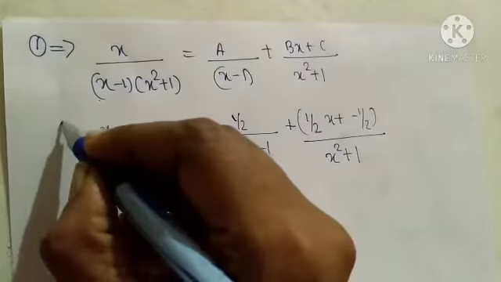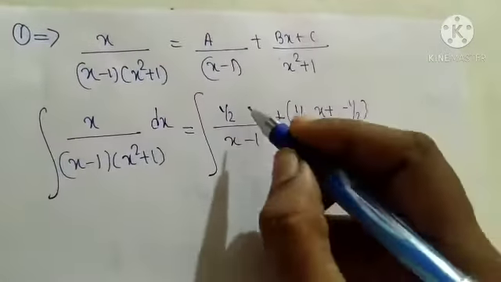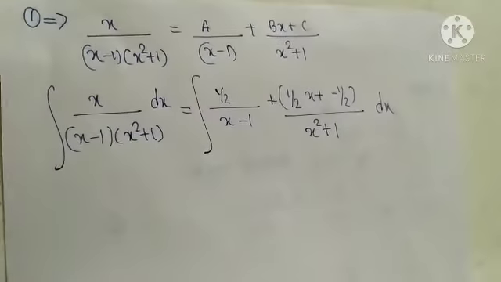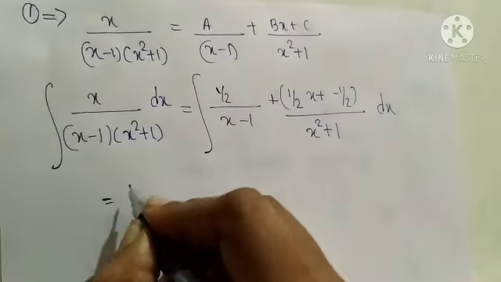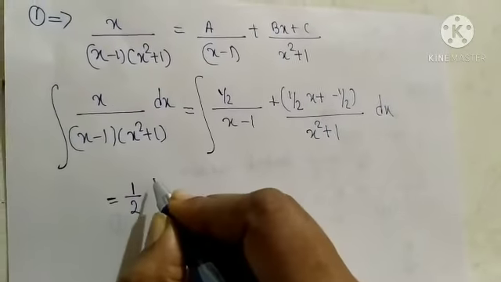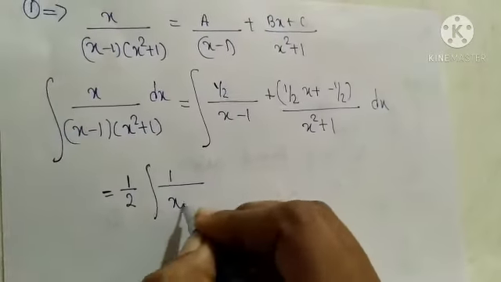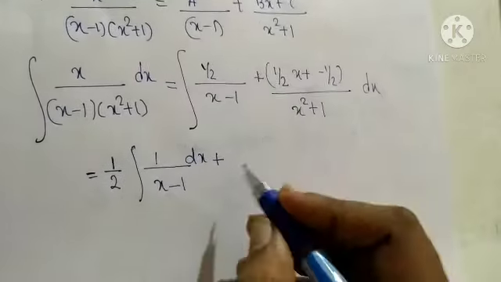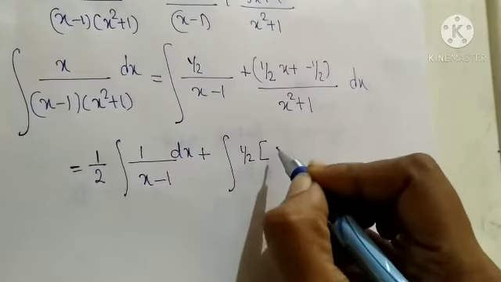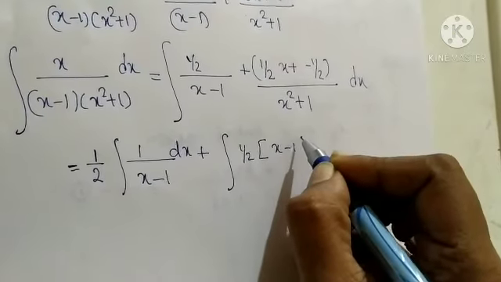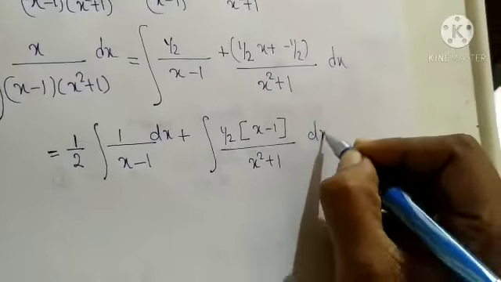Okay, so this is our question, right? I am going to write the integral here. Next I am going to split this integral using the additive property. First of all, I am going to write this 1 by 2 in front of the integral, and it will become integral 1 divided by x minus 1 dx plus integral, and in these two terms 1 by 2 is common, right? So it can be written as x minus 1 divided by x square plus 1 dx.